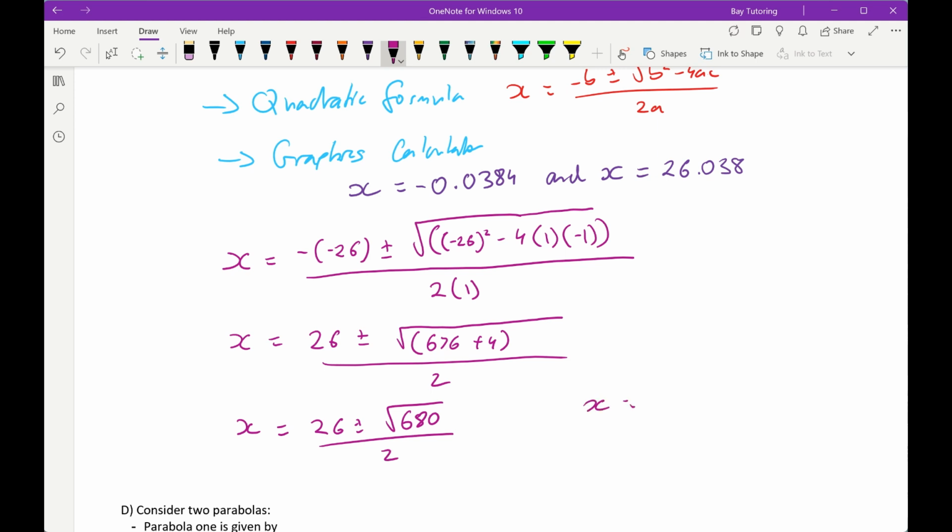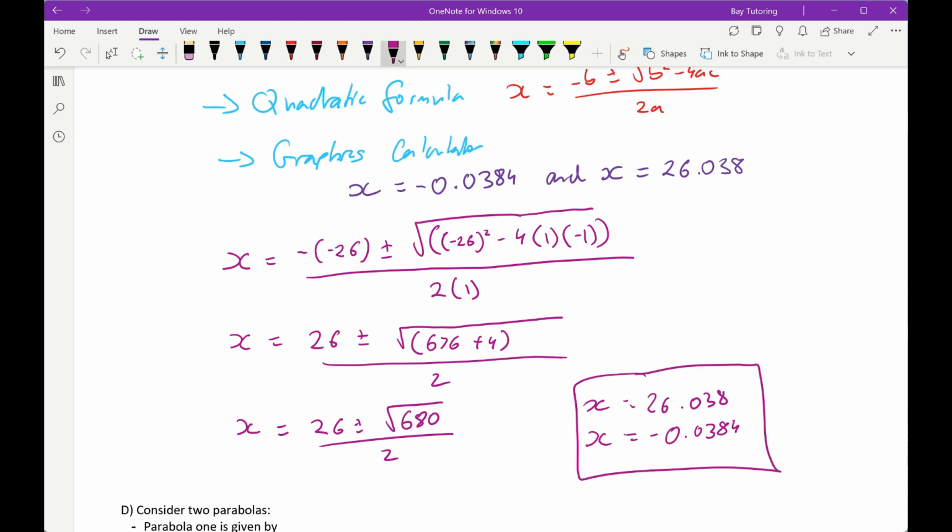So we can now put that in a calculator. So we'll go 26 plus square root 680, and divide that by 2, which gives us 26.038, which you'll see we also got from the calculator. So that's a good sign. And then we'll just go back and change that positive to a negative. And we get negative 0.0384, which we also got from the calculator. It was just a lot quicker on the calculator, but that is how you would use the quadratic formula to get those answers.